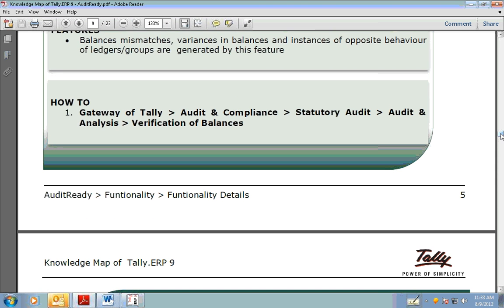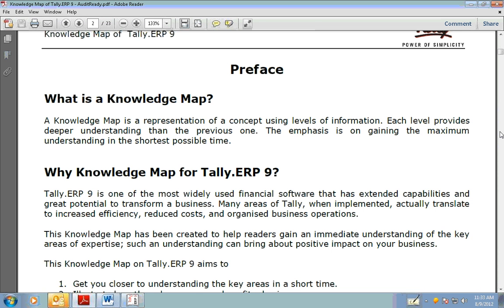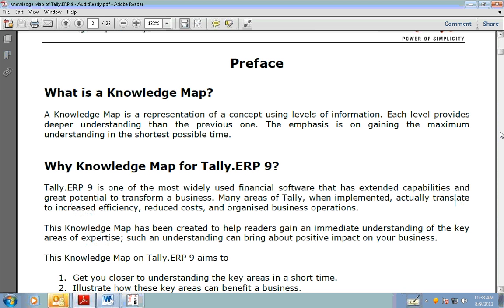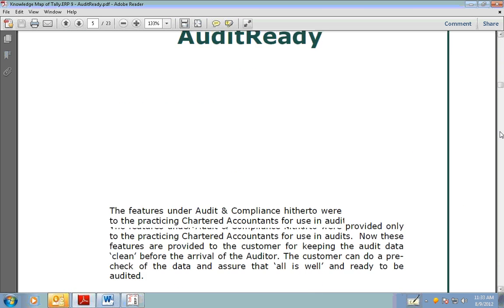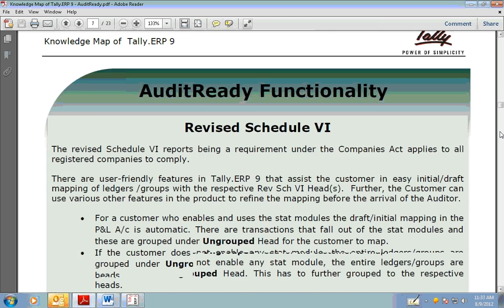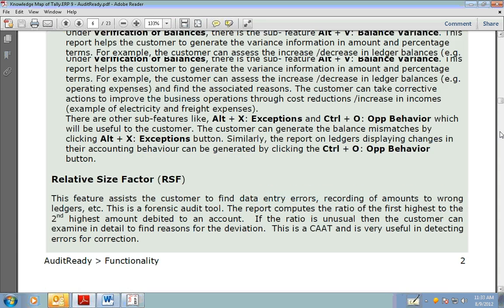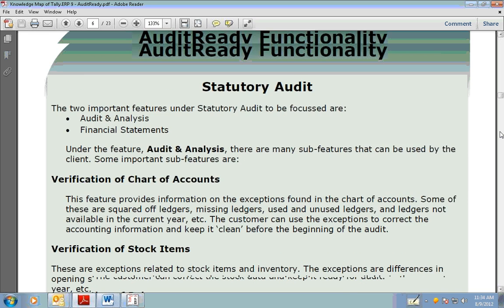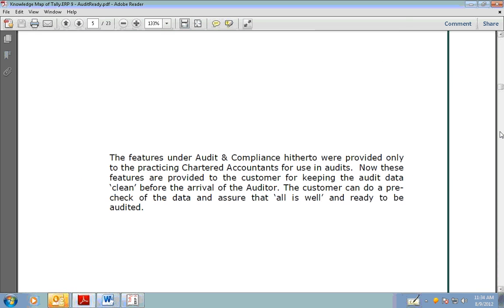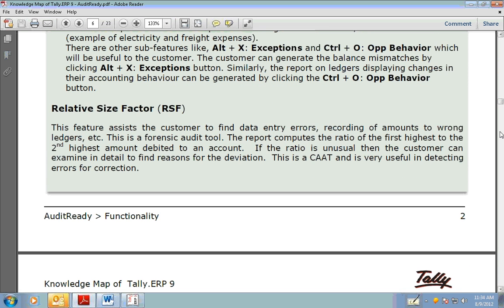The relative size factor reflects the business transactions having the highest value and the second highest value, right? So we can focus on what exactly this particular transaction is, and what the highest value and the second highest value are. What is the reflection of the same in my books of accounts, and when do I need to focus on it? Right? So let us drill down to that relative size factor and check what exactly this shows.